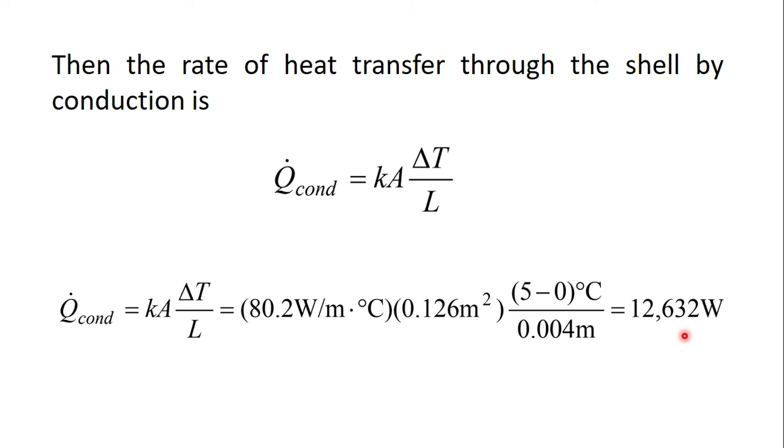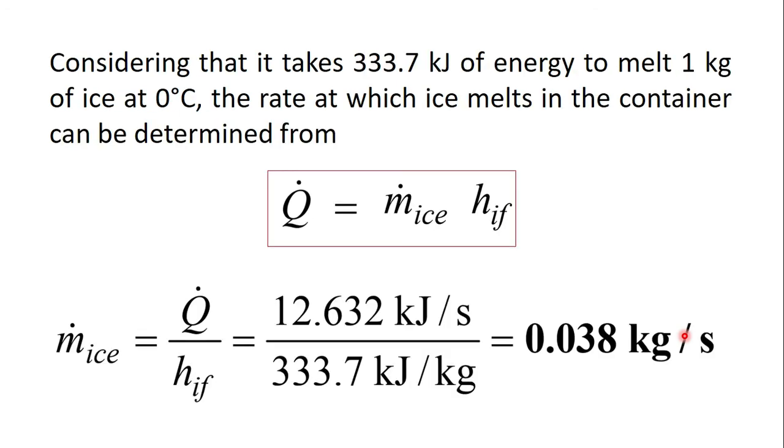12,632 watt. And it was given in the question statement that you have to get the value in kilowatt. So what you will do is divide this by 1000. You will get 12.632 kilowatt. So the next is we have to determine the rate at which the ice melts inside the container.